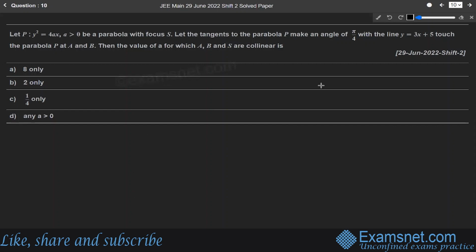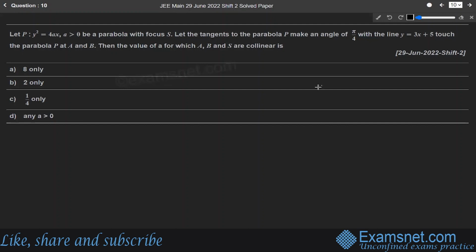Next question is, let P: y square is equal to 4ax, where a is greater than 0, be a parabola with focus S. Let the tangents to the parabola P make an angle of pi by 4 with the line y is equal to 3x plus 5 touch the parabola P at A and B. Then the value of a for which A, B and S are collinear is. It is a very interesting question. Let us understand this question by making a diagram.